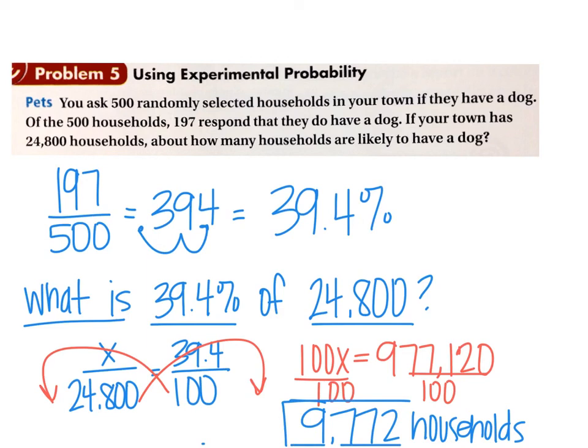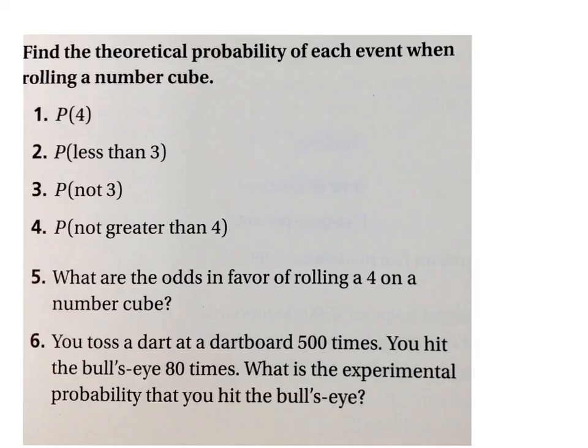Okay. So what we just did is extrapolated on the data we had to find out what we wanted to know. So what we had was 500 households, and we extrapolated, we went outside that 500 to figure out what it would be for 25,000 almost.